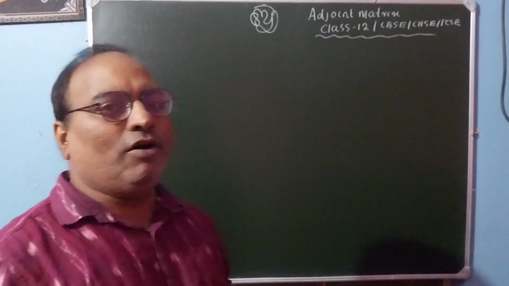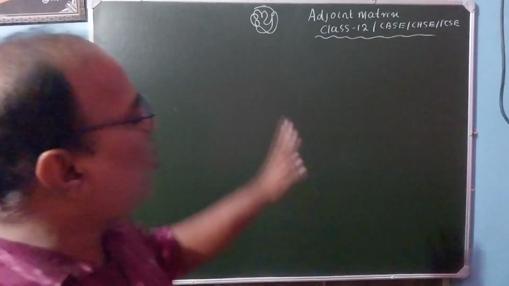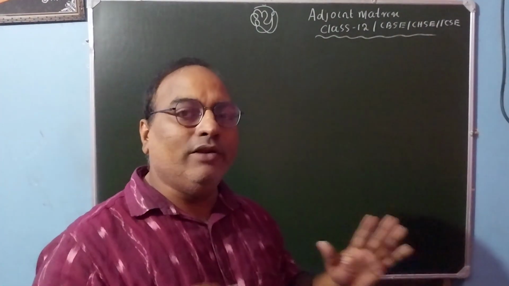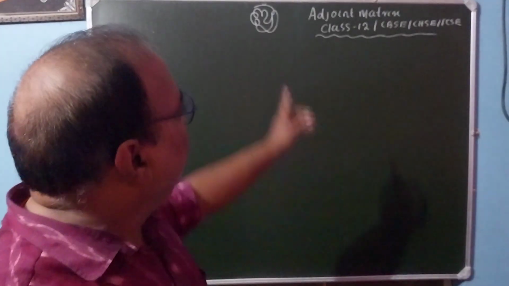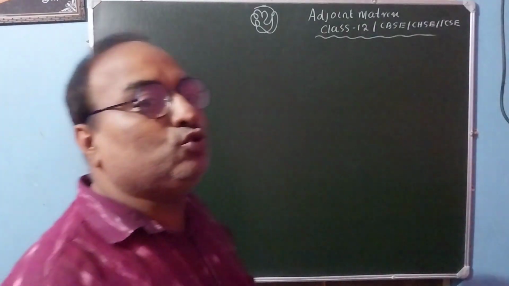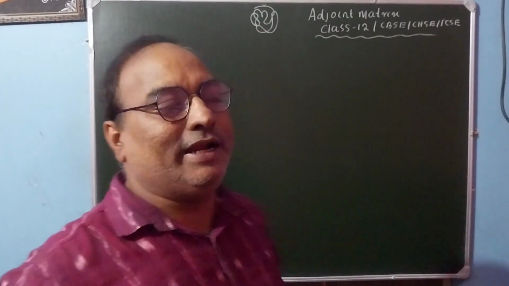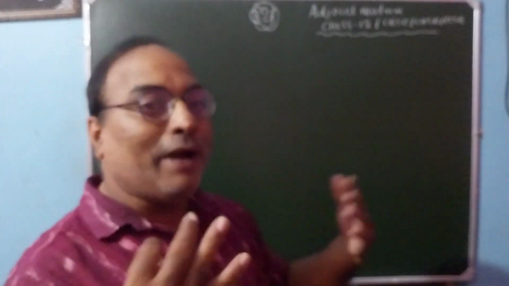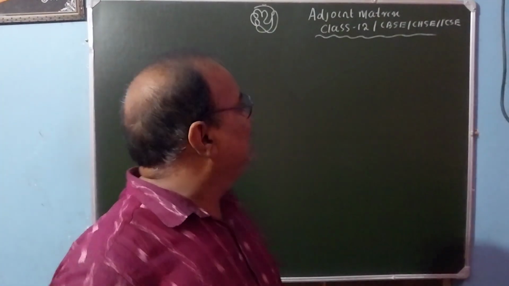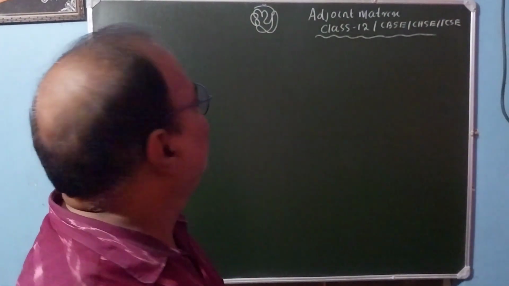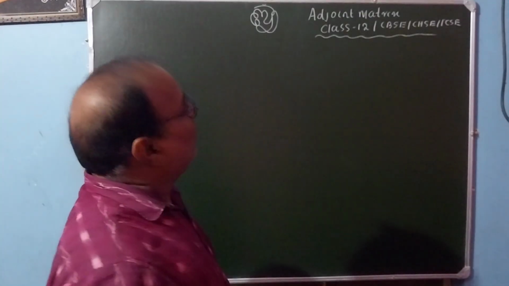Last class I have already discussed cofactor and minor of determinant. Today we are discussing adjoint matrix. What is the definition of adjoint matrix? How can you find the adjoint matrix? Let us discuss one by one.